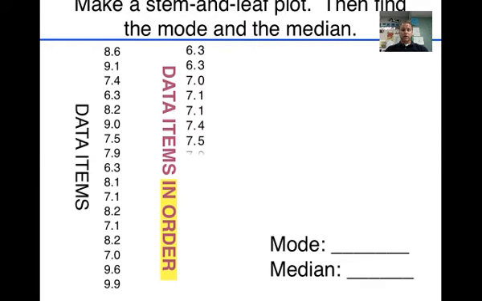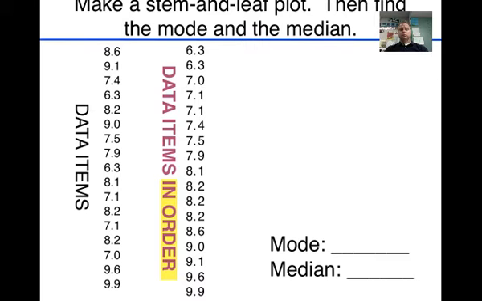So, 6.3, 6.3, 7.0, 7.1, 7.1, 7.4, 7.5, 7.9, 8.1, 8.2, 8.2, 8.2, 8.6, 9.0, 9.1, 9.6, 9.9. We've got them in order.